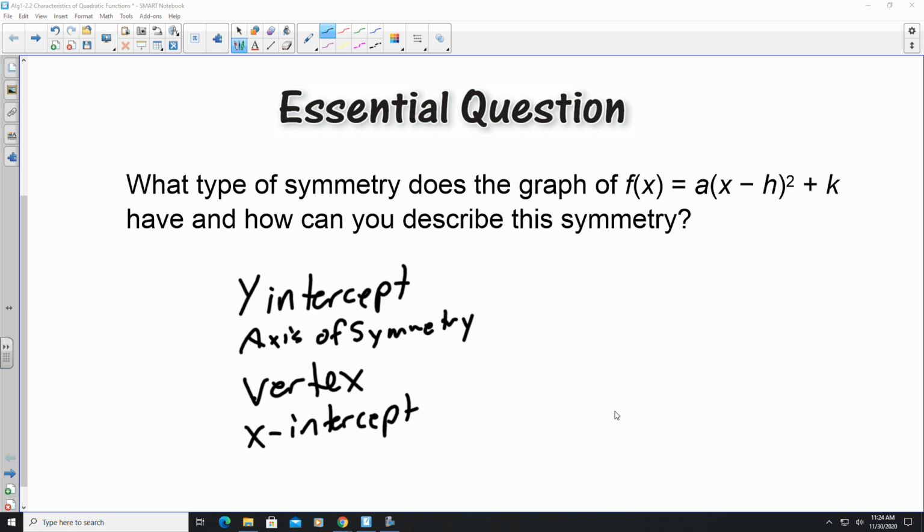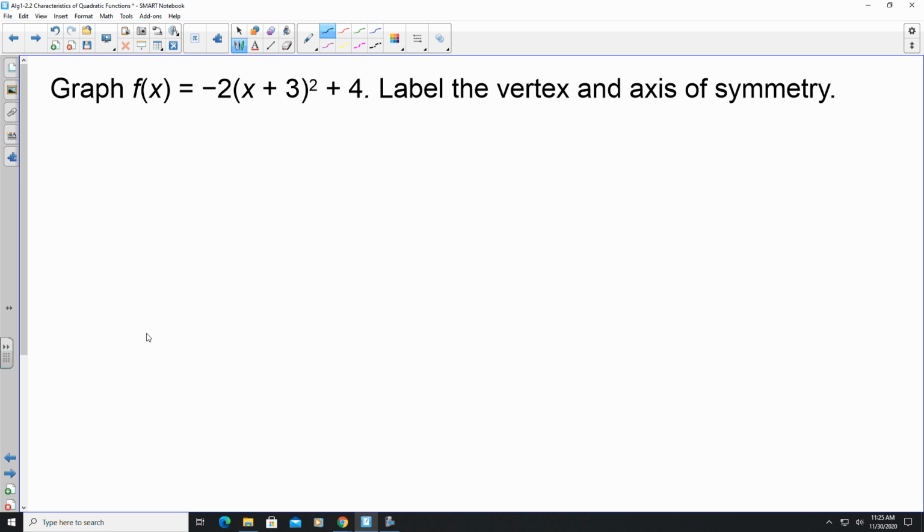Depending on the function that we get, some of them can be relatively straightforward. We can see them. Others, we have to use formulas in order to help us out. So for this particular function, we have f of x is equal to -2 times the quantity of x plus 3 quantity squared plus 4. We are asked to label the vertex and the axis of symmetry of this function.